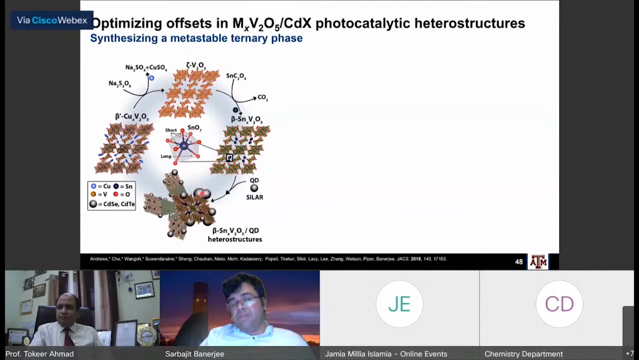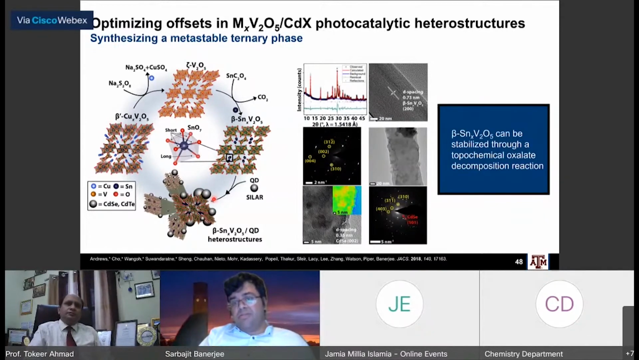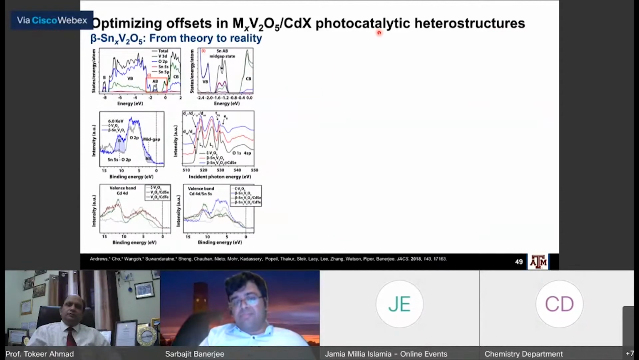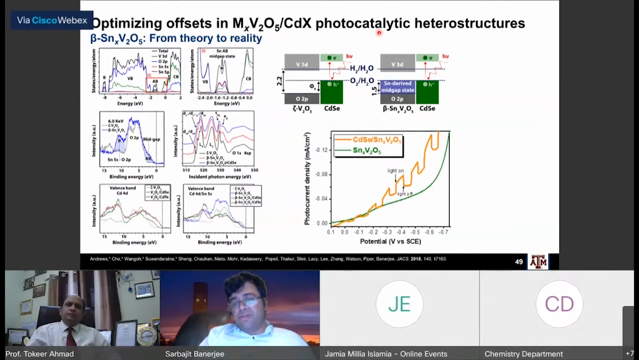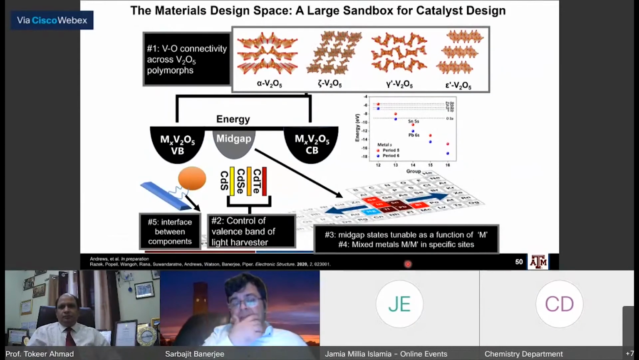And by putting quantum dots on it, right, this is an example where we can do much better water splitting. This is an example of designing a new compound that fits the needs of thermodynamics and kinetics in the system, right? From theory to reality, we can make this happen. This is an example of really good photocatalytic performance. Again, sub-picosecond hole transfer and very good bonding. This example of tuning the mid-gap state was published a couple of years ago.